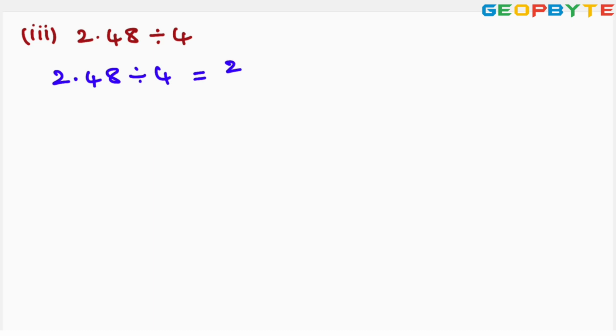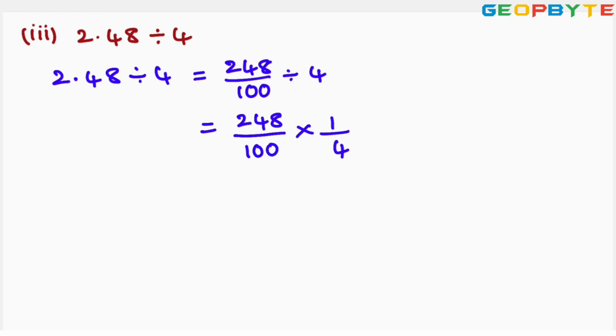Then we get 248 divided by 100 divided by 4, which is equal to... we need to convert this division operation into multiplication. So we need to find the reciprocal of 4. The reciprocal of 4 is 1 by 4. So then we get 248 by 100 into 1 by 4.